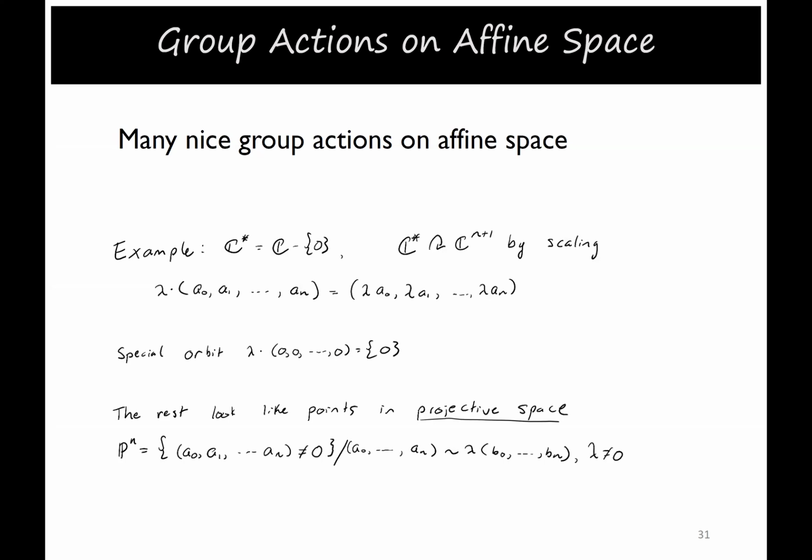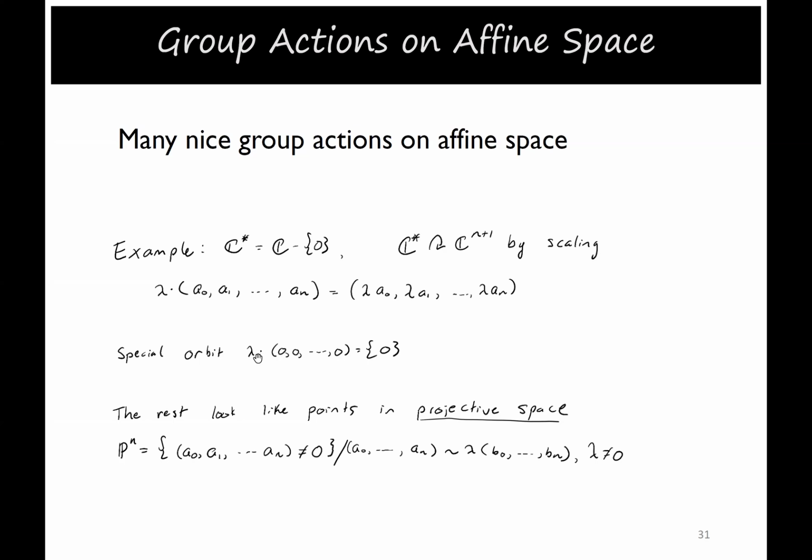And so there's a lot of nice group actions on affine space. So we can just take some number of copies of whatever affine space we want, but usually I'll just use C because it's nice. So we can act by this group C star where we have the complex numbers, but we take away 0 and it's a group under multiplication. And we can act just by scaling.